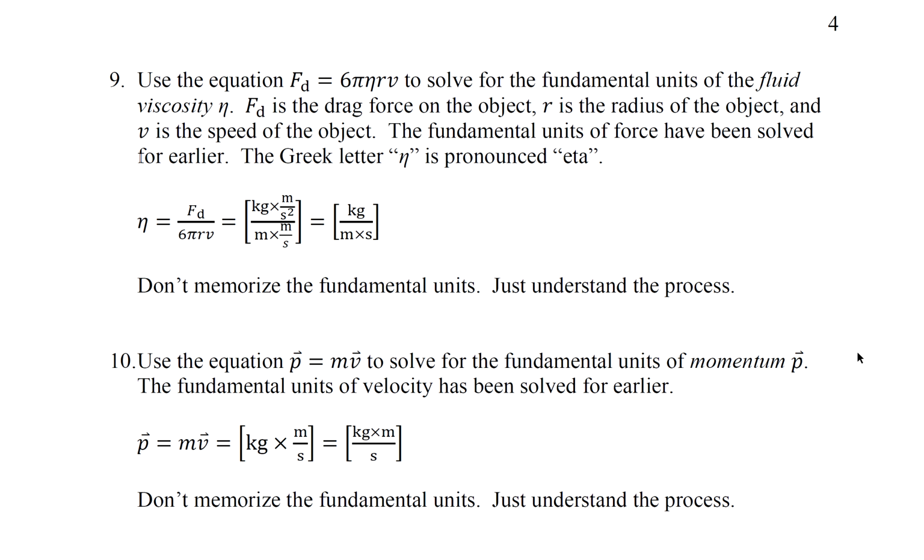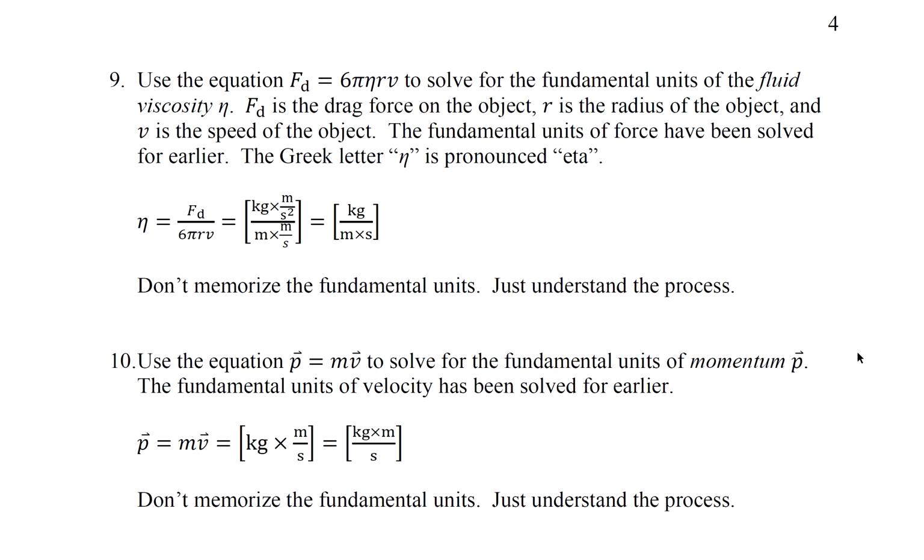Question 9, use the equation F sub D equals 6 pi eta r v to solve for the fundamental units of the fluid viscosity eta. F sub d is the drag force on the object, r is the radius of the object, and v is the speed of the object. The fundamental units of force have been solved for earlier.